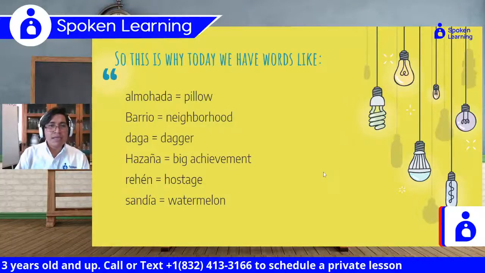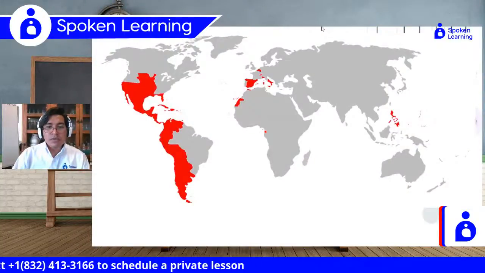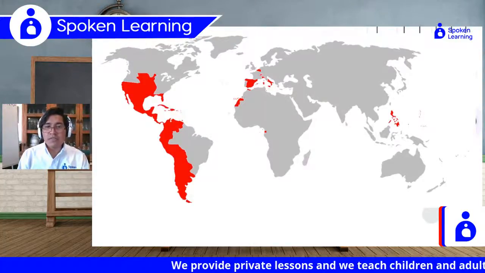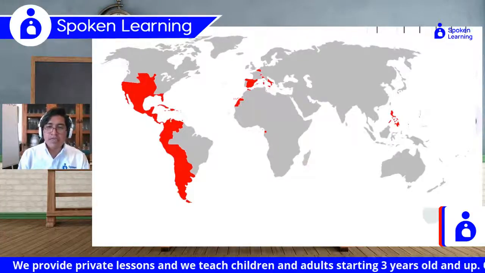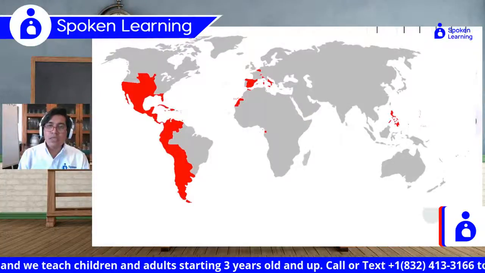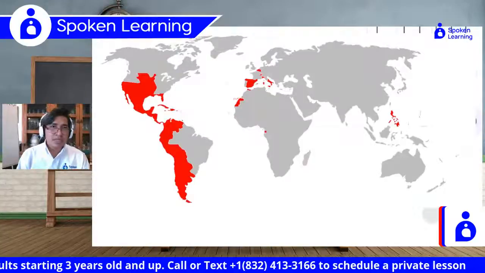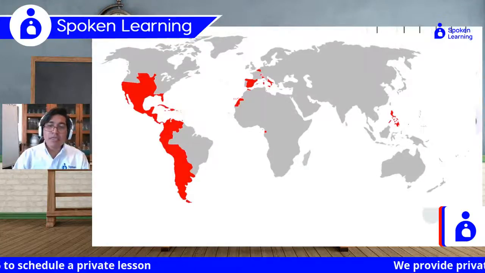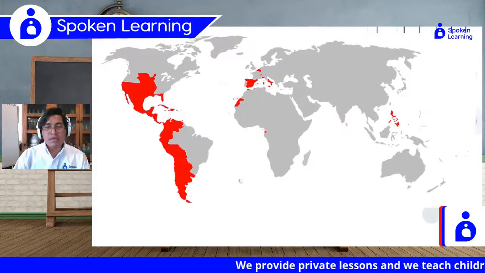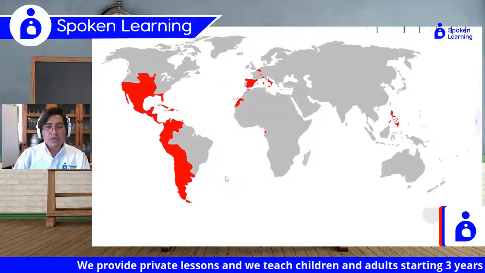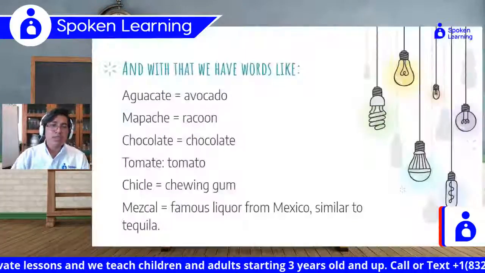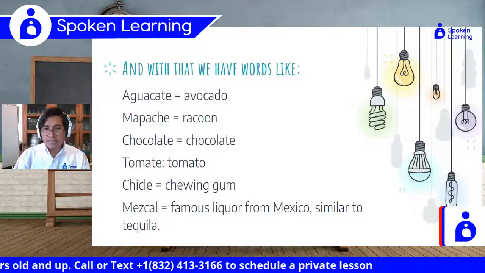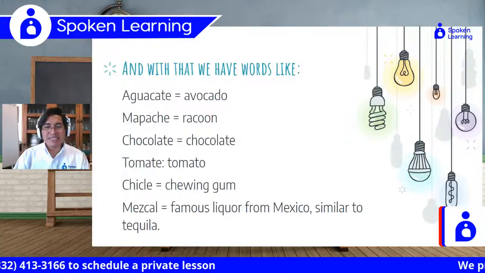And the last milestone of the mixing is when Iberic Spanish was mixed with the indigenous languages during the conquest of America. The Spanish came to America, conquered the area, and mixed their Spanish with what the indigenous people spoke at that time. Several languages. I'm not sure of the number, but at least in Mexico, we still have around 70 original languages. From the time that the Spanish Empire conquered the Americas, we have these words: aguacate, mapache, chocolate, tomate, chicle, y mezcal, which is a very famous word these days in several countries.